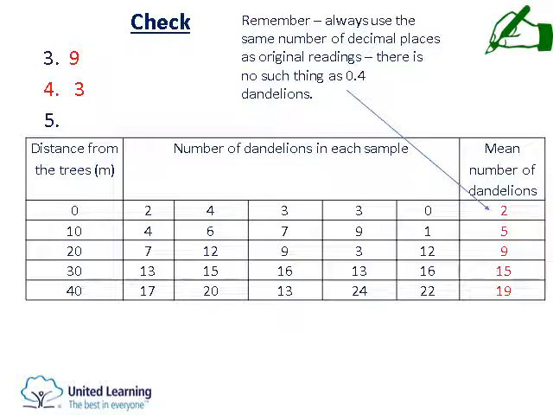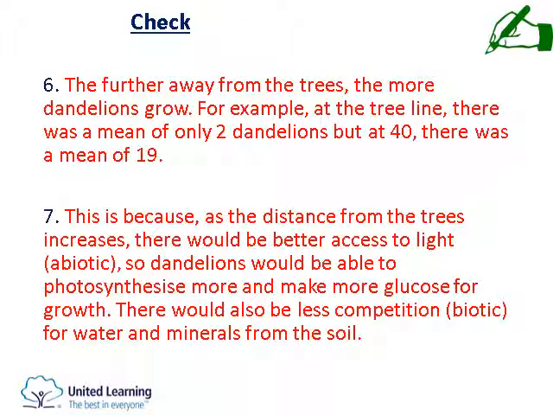The only thing to bear in mind for the table is that because there's no using decimal places, because you can't have 0.4 of a dandelion, for example, you just round it up or down. So if you use decimal places, can you please correct it and write an explanation as to why, just like I have? So the further away from the trees, the more dandelions you have, and then give specific examples from the data. So that's your description for question 6.